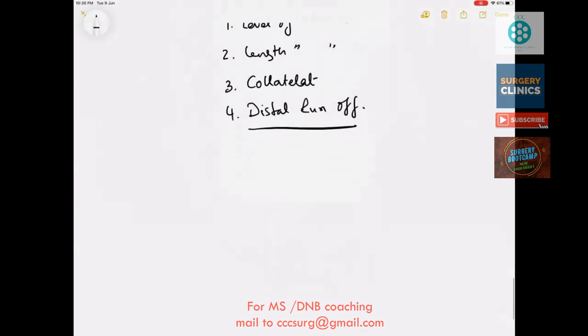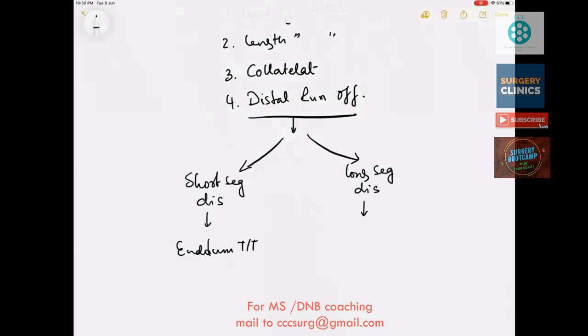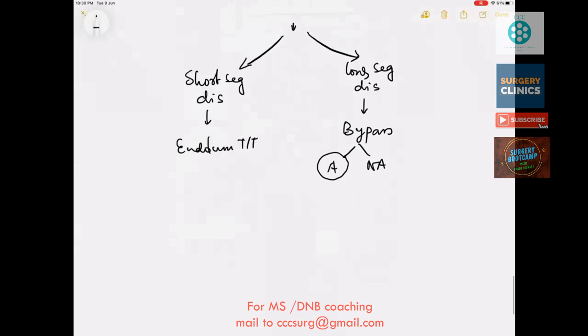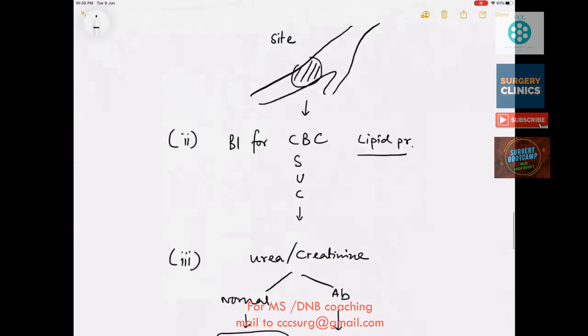So now, the simplistic answer to the examiner's query is, if it is a short segment disease, you should consider endoluminal treatments. Whereas if it is a long segment disease, you should consider a bypass, which can be anatomical and non-anatomical. Usually we go for anatomical, that means the proximal artery and the distal artery. So this completes the story about the investigations.